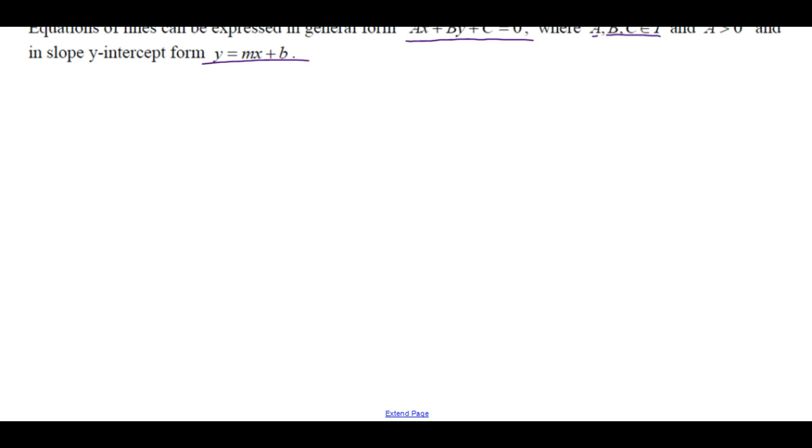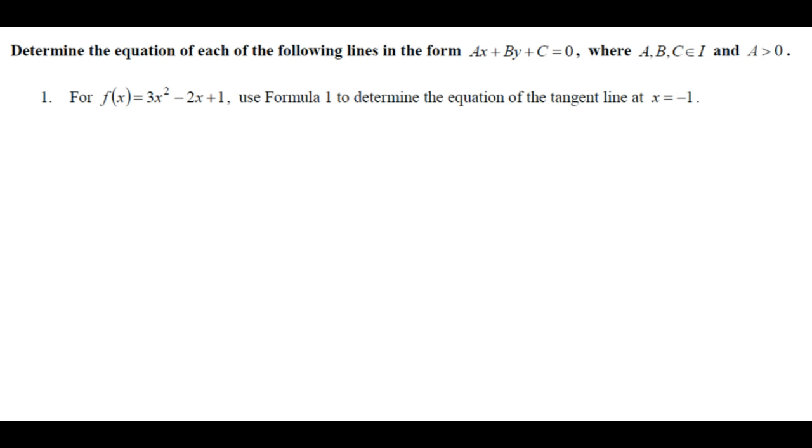Determine the equation of each of the following lines in the form ax plus by plus c equals 0, where a, b, and c are integers and a is greater than 0. So for f of x equals 3x squared minus 2x plus 1, use formula 1 to determine the equation of the tangent line at a particular point. In this case, at the point x equals -1.